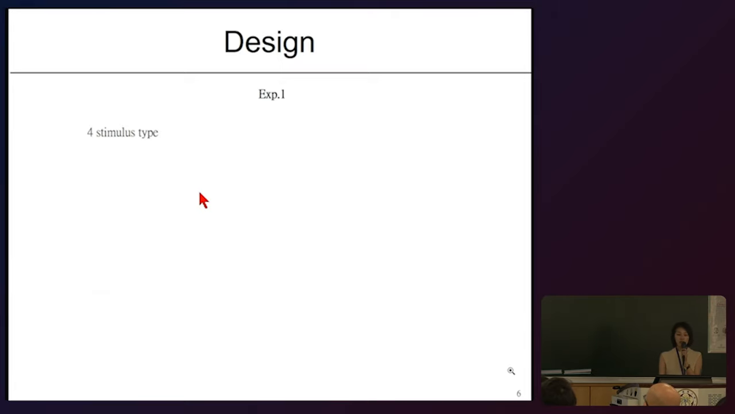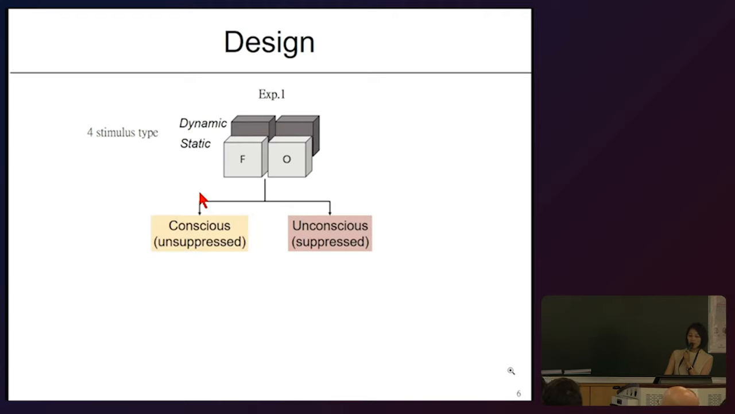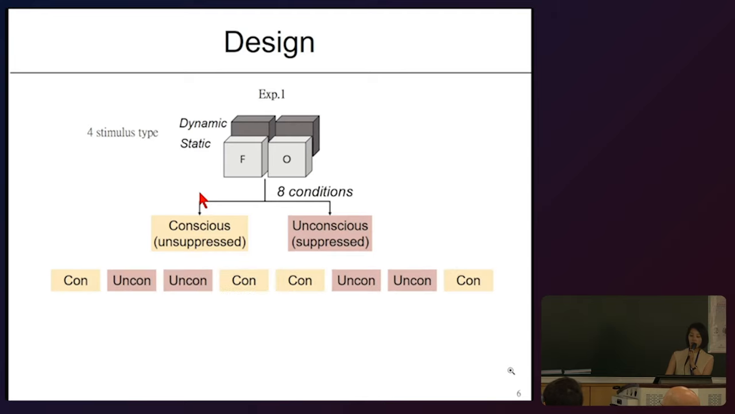Now we move on to our design and use experiment one as an example. In experiment one, we use faces and objects as our stimuli, and both faces and objects were presented statically and dynamically. So therefore, we have four stimulus types. Those four stimulus types were presented in conscious and unconscious conditions. So technically, we have eight conditions.